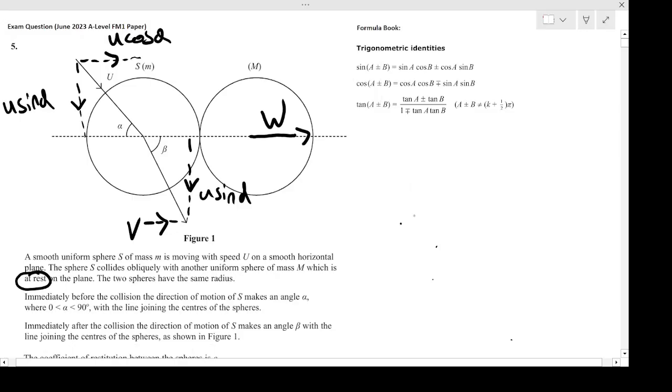Right, so we're back to our diagram then. So now that we've found V, we have the component V, we also have the component U sine alpha, right? So we have the two components afterwards. So we can consider the triangle we get afterwards, right? So we're going to get this triangle here. So I'm going to draw that below. So for the first sphere S afterwards, we get this sort of triangle.